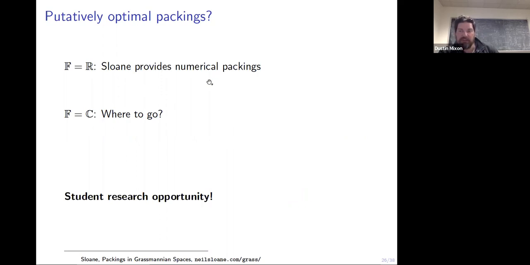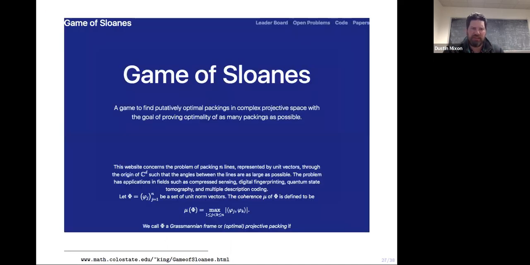Neil Sloane provides putatively optimal packings in the real case, but in the complex case, Neil Sloane does not provide a table. And this is actually a good opportunity for students. If you have students that are interested in doing some sort of optimization, then you should throw them this problem. And in fact, they can compare their results with a table that we've developed. These are the putatively optimal complex projective packings. This gives a leaderboard for everything that we know so far.